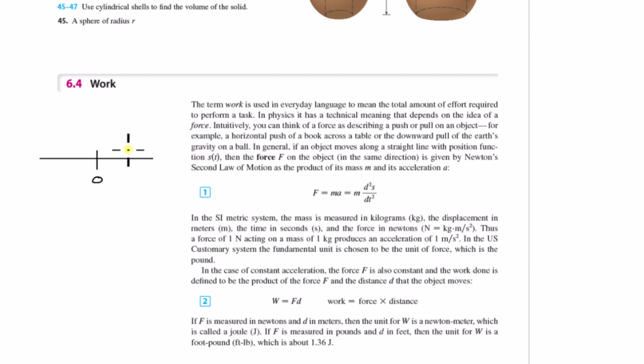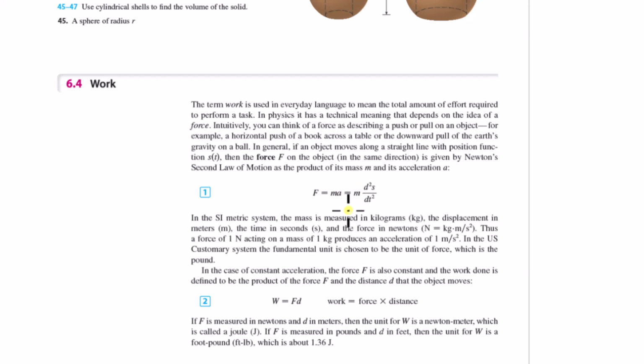Okay? Now, when you have a position function s(t), then according to Newton's second law, if you want to find the force on this object, you can take the derivative of the position function twice, because you take the first derivative, you get the velocity. You take the second derivative, you get the acceleration. So the force is equal to, if you're assuming the mass of the object is constant with respect to time.